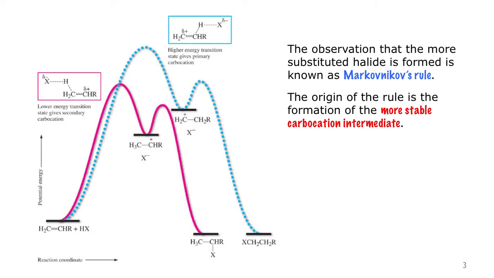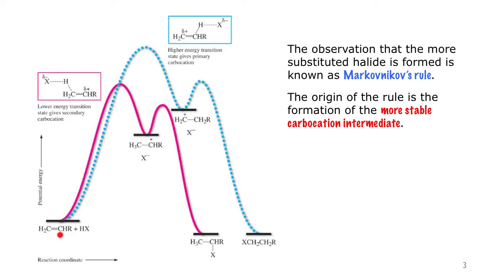When we looked at this previously, we noted that the regioselectivity was an observation made by a Russian chemist by the name of Markovnikov, and is simply known as Markovnikov's rule. It's stated in various ways, but one way of stating it is that the more substituted halide is formed in these reactions. We now know that the origin of the rule is the formation of the more stable carbocation intermediate. If you look down here in the lower left-hand corner of this slide, we have an unsymmetrical alkene, a primary carbon and a secondary carbon.